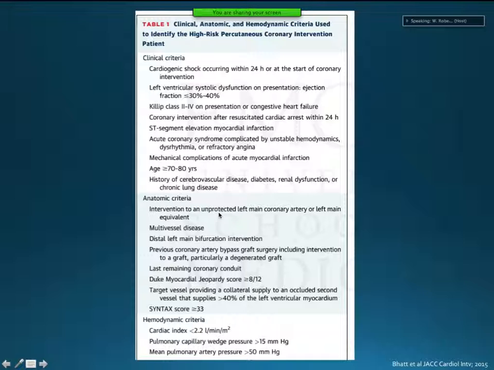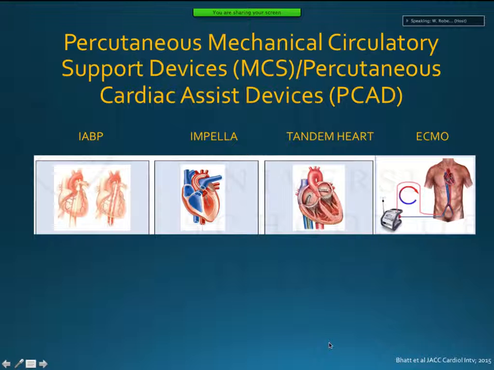Anatomic criteria are unprotected left main or left main equivalent, multivessel disease, distal left main bifurcation, previous coronary artery bypass grafting, last remaining conduit, a target vessel supplying collateral to an occluded second vessel that supplies up to 40% of the myocardium. And hemodynamic criteria is what we went through a minute ago. The four devices currently available in this country, of course, are the balloon pump, Impella, TandemHeart, and ECMO.